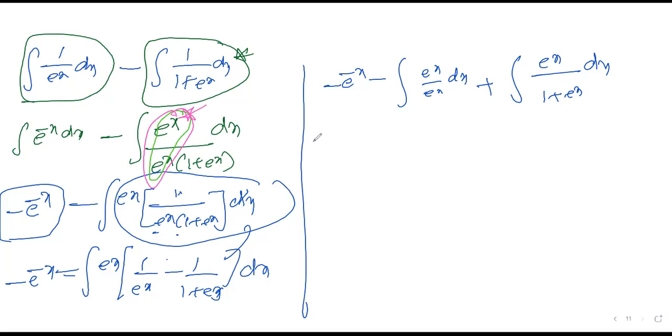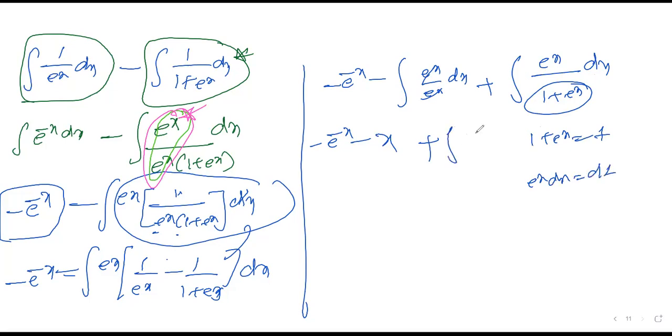Now let us take minus e power x. This is constant, so integration 1 dx is x plus. Now you can take 1 plus e power x as t. But now e power x dx is equal to dt. Now the question looks like dt by t, because e power x dx is available. That's what I took right now.